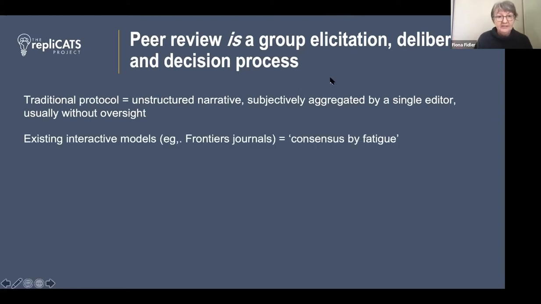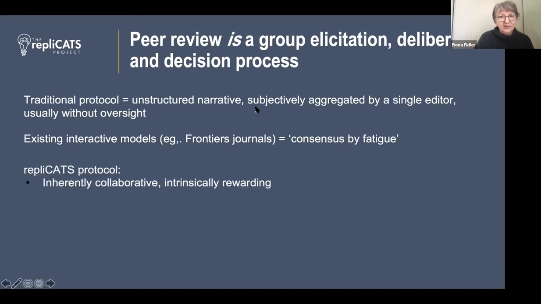There are some existing models of interactive reviews, and we see these at Frontiers journals and other journals, including eLife as well. But many of these, not all of them, do rely on some kind of consensus formation technique. And often this is consensus without a defined endpoint, which essentially means it's consensus by fatigue. It's whichever reviewer gives up first, the other one wins.